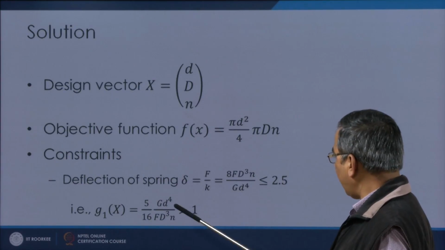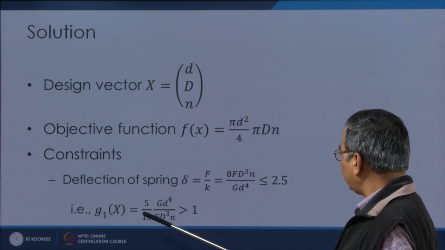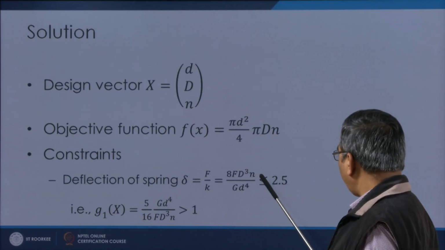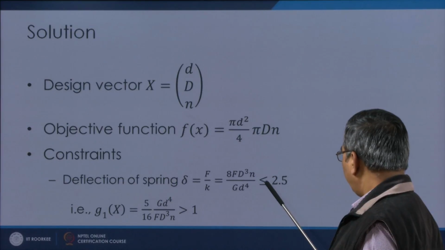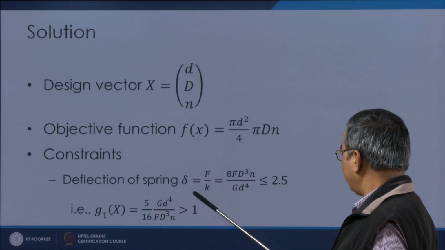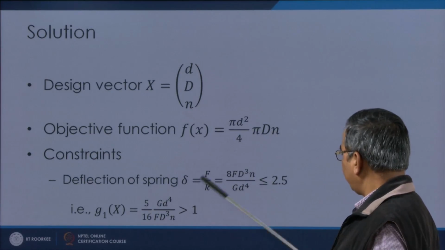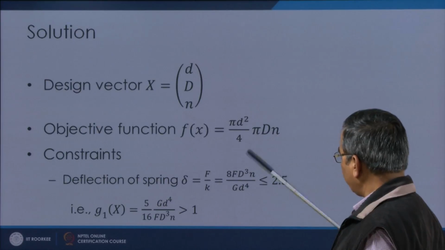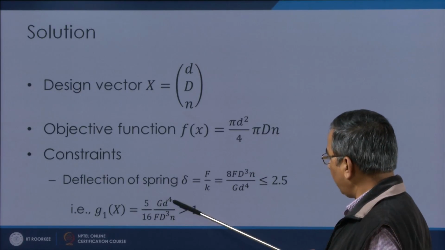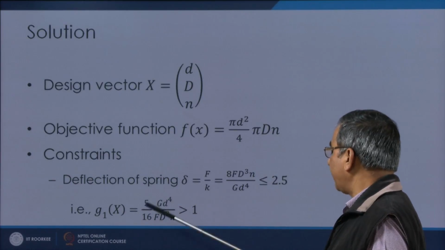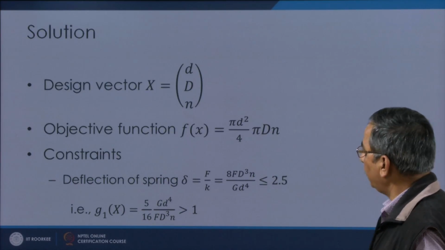So, from here I can write it in another form, that is G1(x). I want to write this less than or equal to form in the form of greater than. So I reverse it. Okay. So, this is what I get. So, this is one of the constraints based on the deflection of the spring.